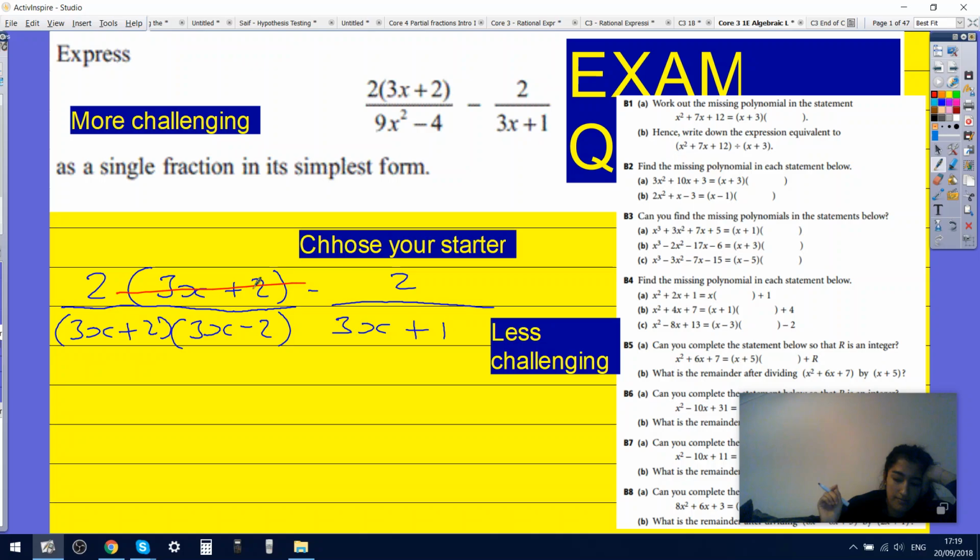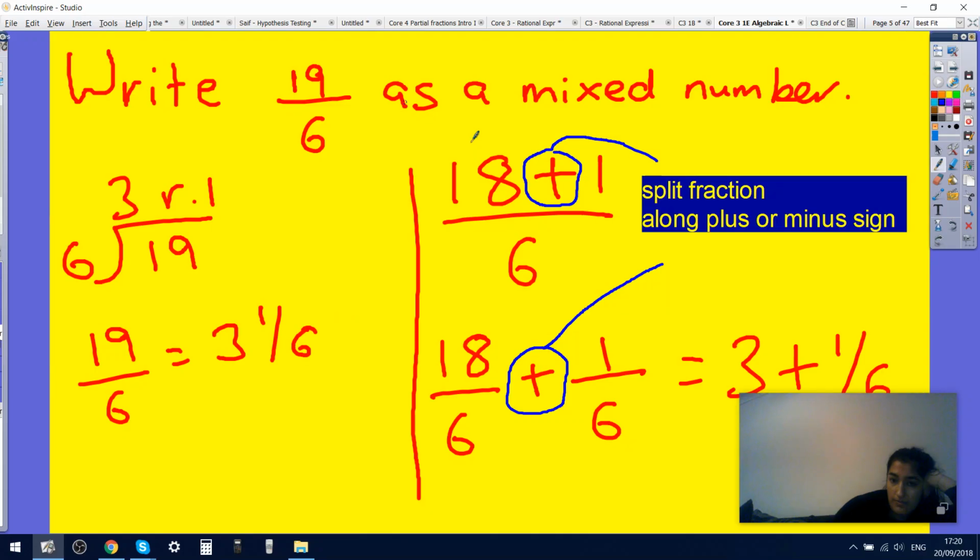Okay, write this as a mixed number. 3 and 1 over 6, 3 and a sixth, and that comes from 6 divided into 19 going 3 times with remainder 1. Or another way to think of it is 19 is 18 plus 1. 18 over 6 plus 1 over 6 is 3 plus 1/6, which is the same as 3 and a sixth.